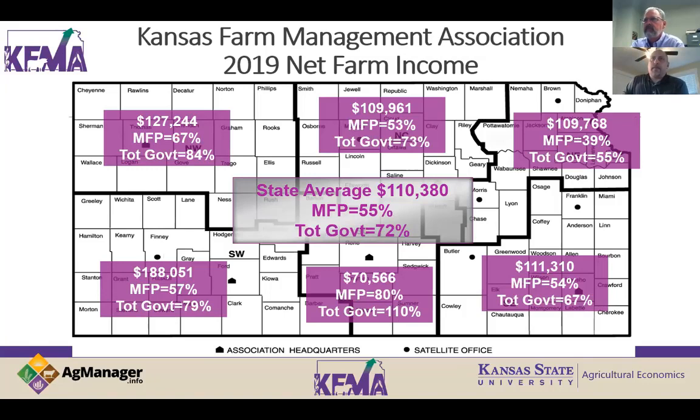When we look at all government payments, including ARC and PLC, other state payments or whatever else might be included, statewide, it was about 72% of the net farm income, about $80,000 total in government payments. Again, quite a range, anywhere from 55% of net farm income in the Northeast to 110% of net farm income in South Central. Other associations ranging from 60 to 80%. So again, very strong influence, very much a driving factor in the net farm income levels across the state.